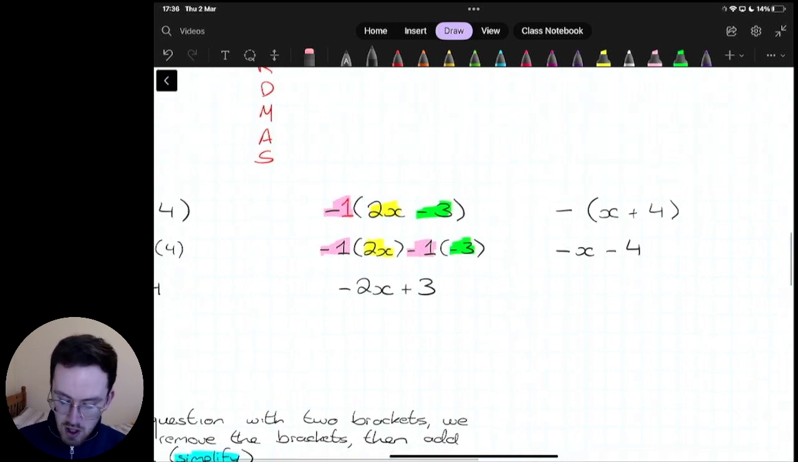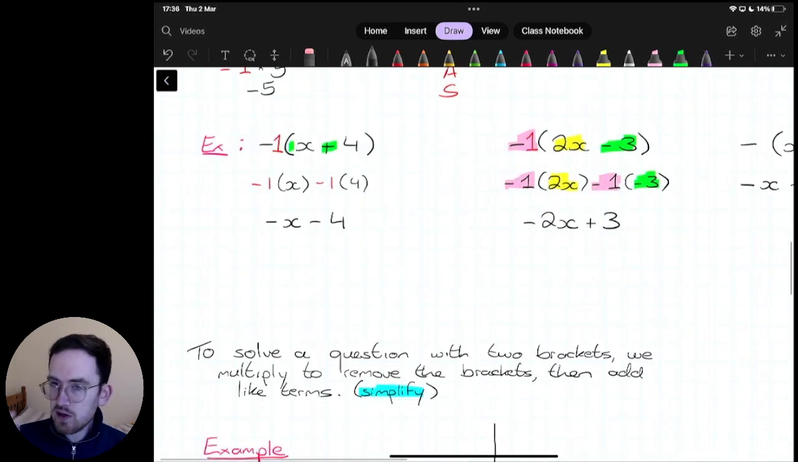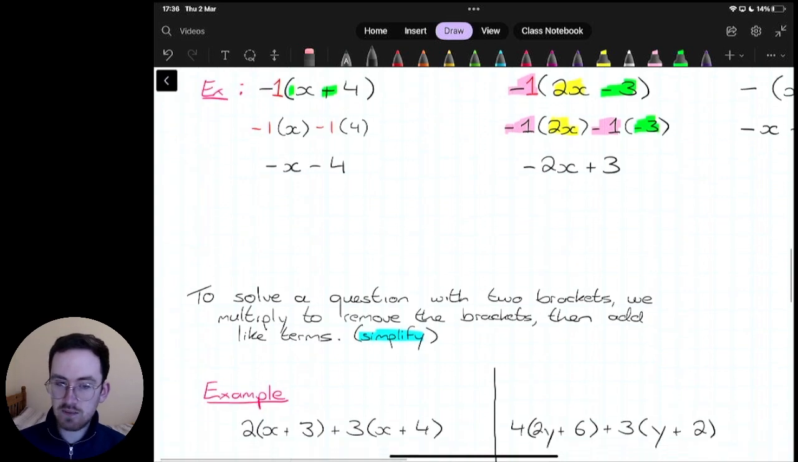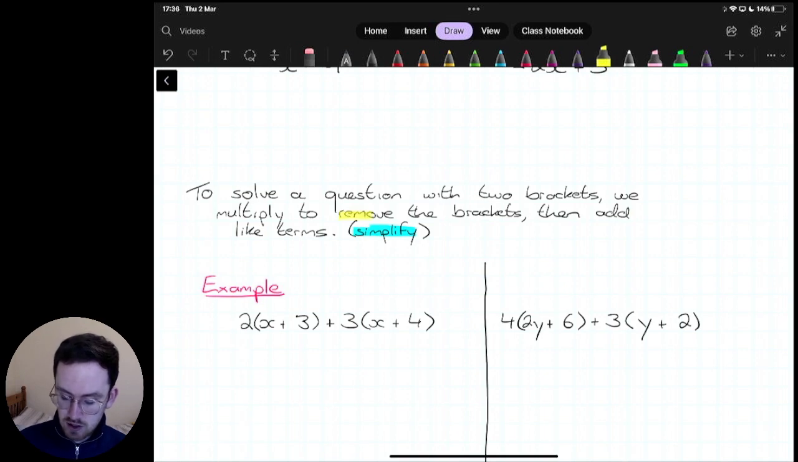Okay. So what we're coming to now is some other types of these questions, putting a lot of what we've been doing together. We've seen multiplying terms, we've now seen this idea of removing brackets, and what we're going to see now is equations that have two brackets, so adding two different types of brackets together. If we're solving an equation with two brackets, we multiply to remove the brackets, and then we add the like terms. Removing the brackets was what we just did, and then we add the like terms.